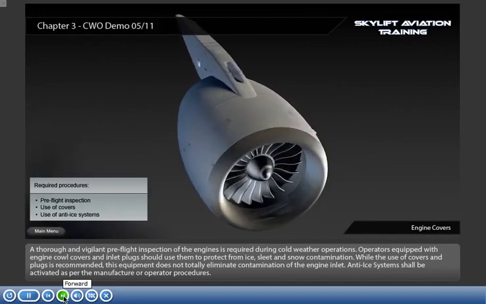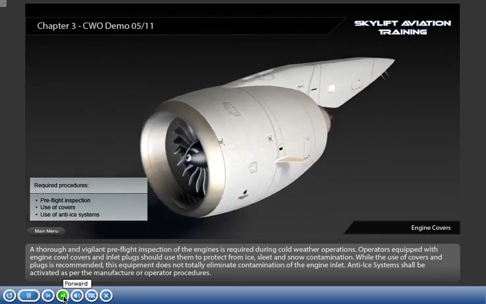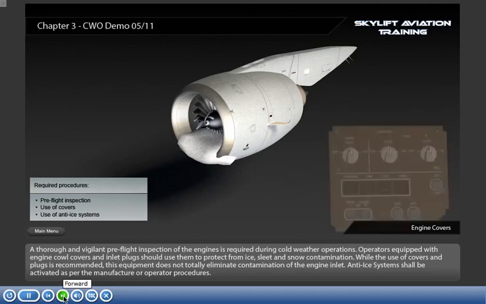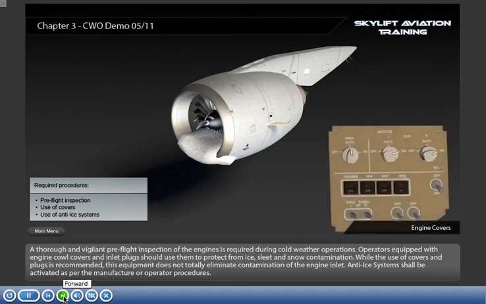A thorough and vigilant pre-flight inspection of the engines is required during cold weather operations. Operators equipped with engine cowl covers and inlet plugs should use them to protect from ice, sleet and snow contamination. While the use of covers and plugs is recommended, this equipment does not totally eliminate contamination of the engine inlet. Anti-ice systems shall be activated as per the manufacturer or operator procedures.